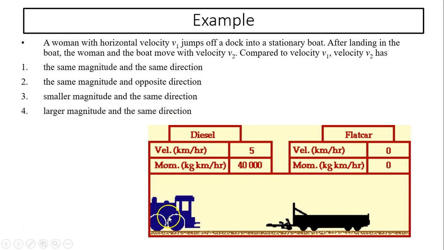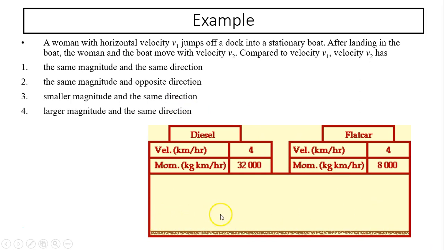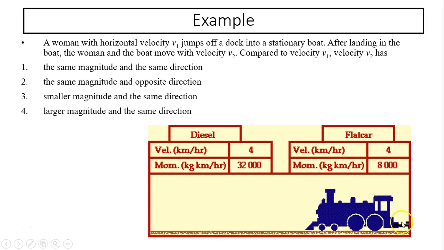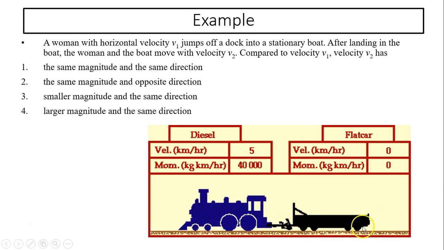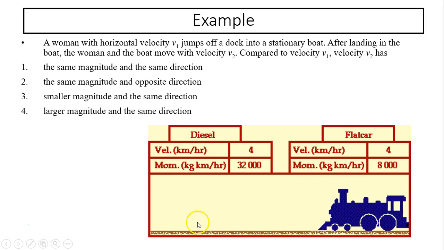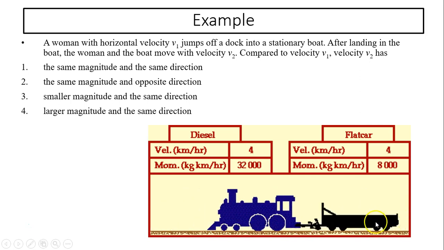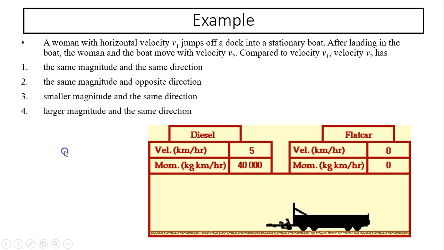For those of you who cannot imagine why the answer could be 3, here is an animation for you. Imagine this blue is the woman, running and jumping onto this boat, which is at rest. As you can see, afterwards they are traveling slower than before the boat. The total mass has increased, so the velocity has to decrease in order for the momentum to be conserved. So the answer is 3.